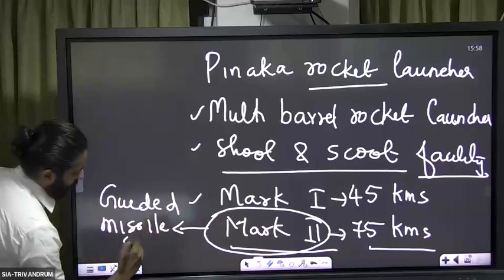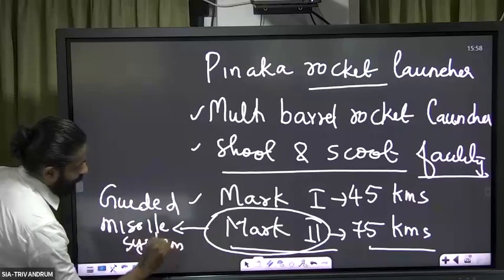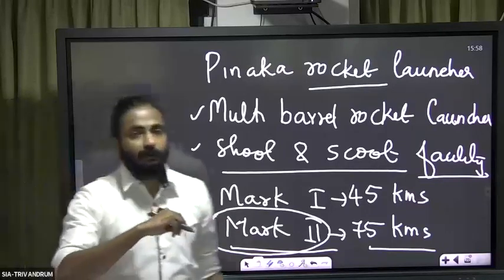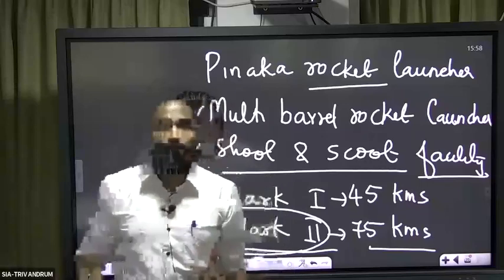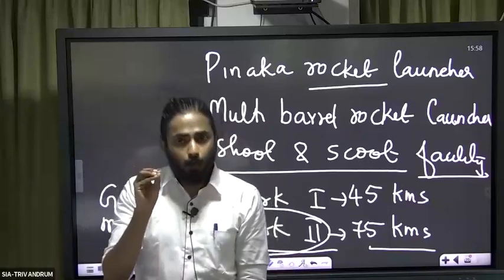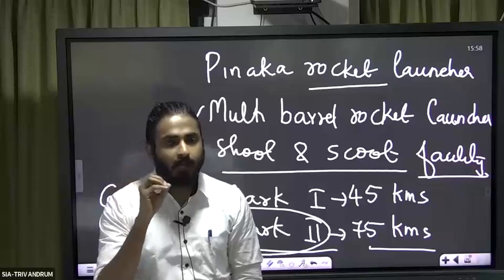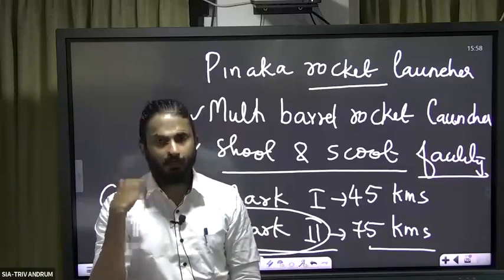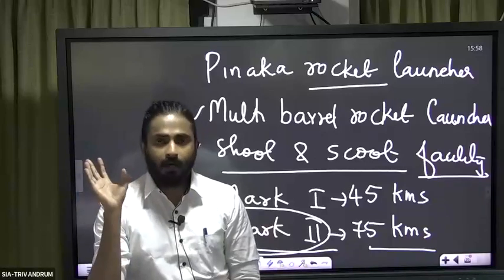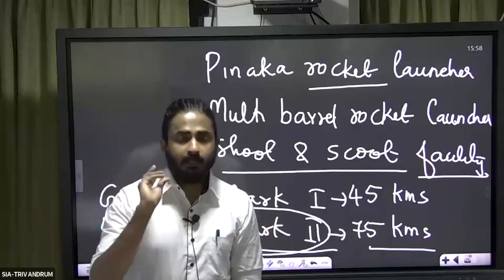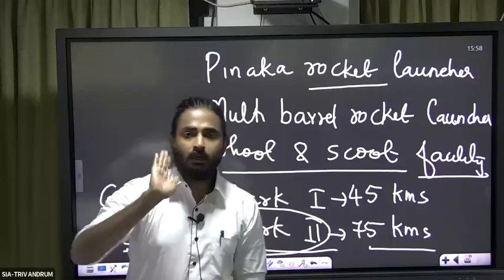Is a guided missile system. What is a guided missile system? No, if you had attended my class, when we discussed the difference between rockets and missiles, I would have told you that missiles are guided systems. They have guidance attached to them, either a radar or a GPS. A guidance is there, so that is why they are called precision weapons.